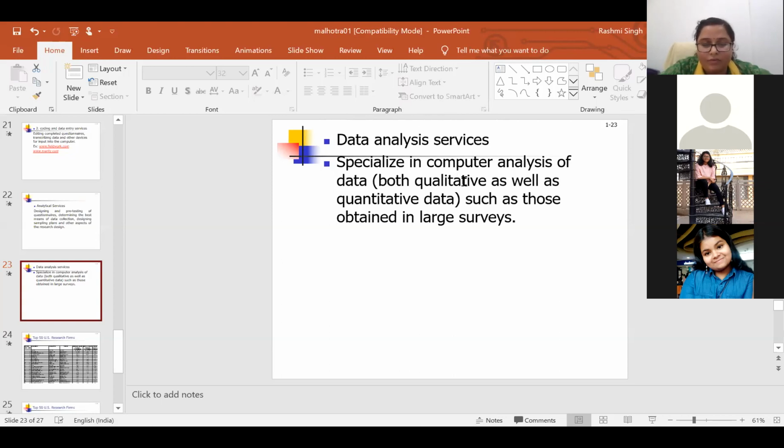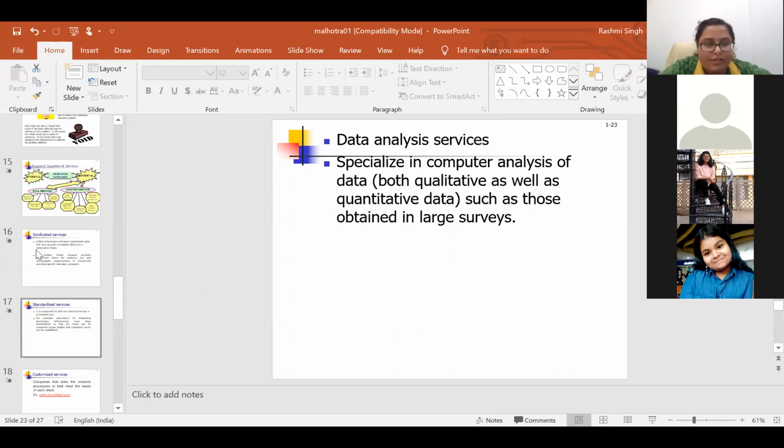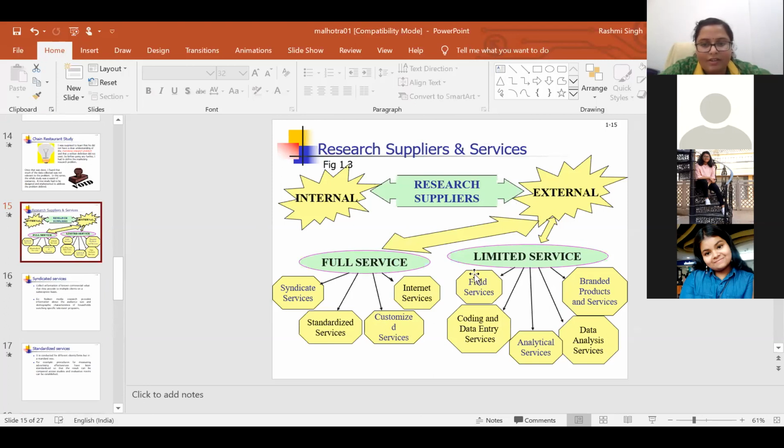And the data you provide, they will do some computer analysis, they will use software like SPSS and AMOS. The qualitative analysis is done on software known as NVivo, and the quantitative analysis is basically done on SPSS and AMOS software. So they will do analysis on your data and provide you the information. So that is all about the internal and external research suppliers, and the external research suppliers are further classified as full services and limited services.